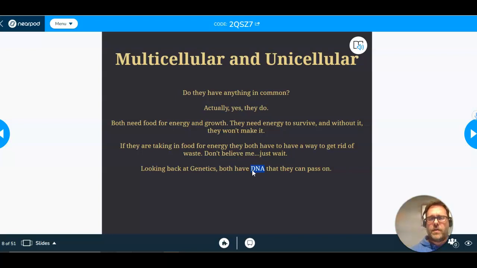So we have multicellular and unicellular organisms. They have a lot of differences. There are some things about them that are very unique. Multicellular organisms have specialized cells. Unicellular organisms are made up of one cell, but they do have some things in common in the fact that they have to be able to take in energy or food for energy, and they also have to be able to get rid of waste.